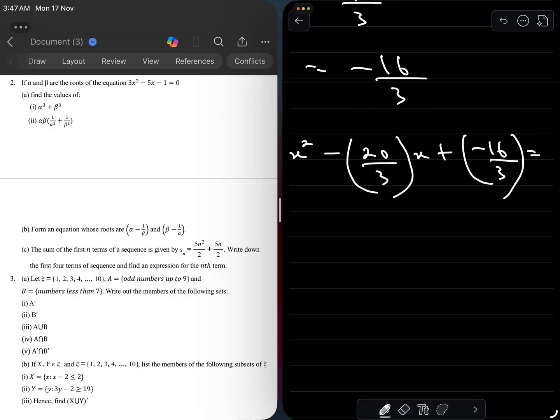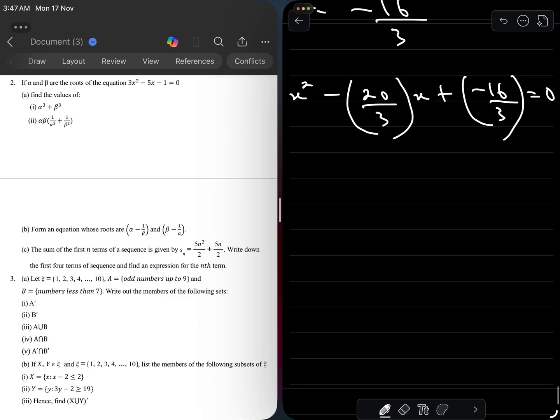So the equation whose roots are alpha minus 1 over beta and beta minus 1 over alpha is given by the formula. That equation is x squared minus sum of roots times x plus product of roots. So that will be x squared minus 20 over 3 times x plus minus 16 over 3 equals 0, which simply means x squared minus 20 over 3x minus 16 over 3 equals 0.